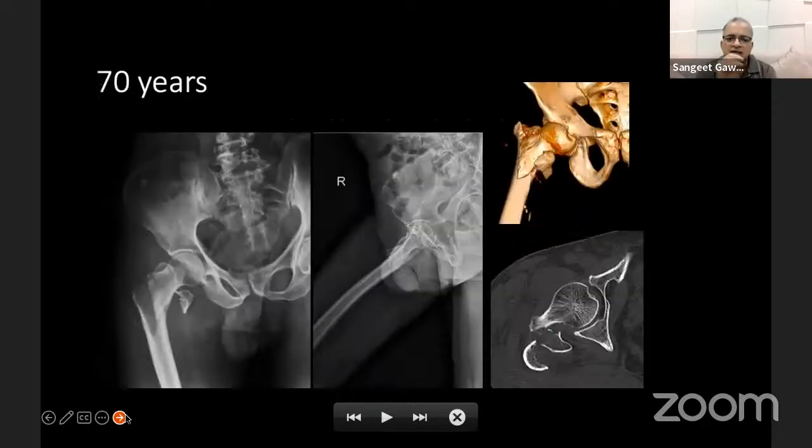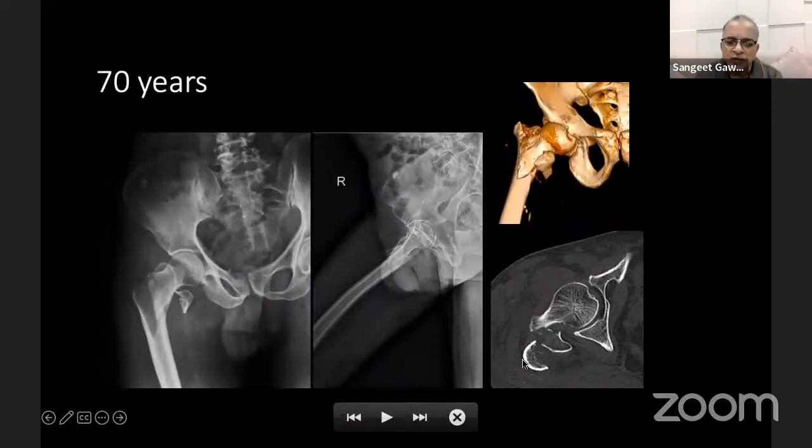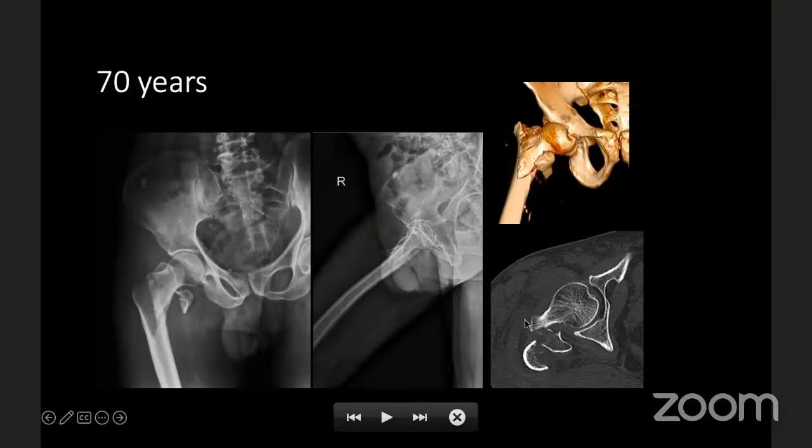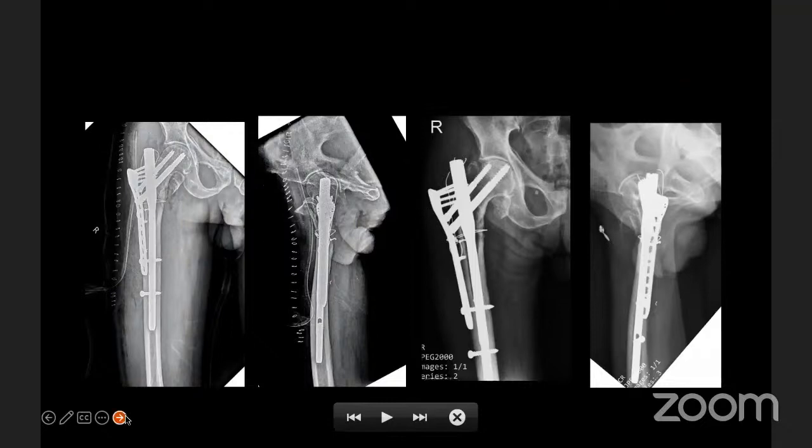And another case, a 70-year-old. Here, again in the CT, you can see the anterior displacement, the posterior sag of the shaft fragment. There is a comminution posteriorly, and the anterior wall is also broken. And this is best treated by an implant where we use the combination of a cerclage wire and a plate which is fixing that greater trochanter.